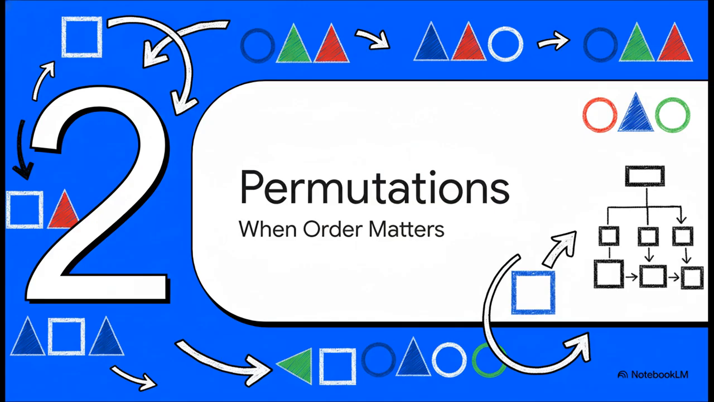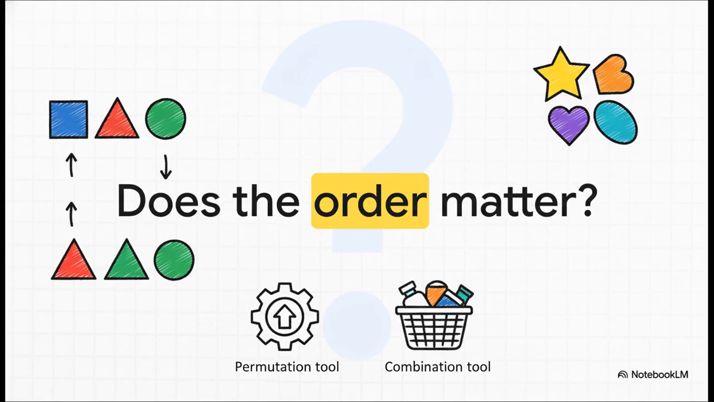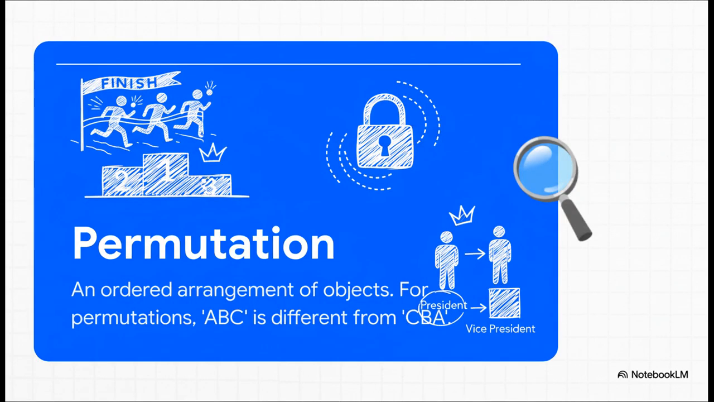All right, you ready to add a layer of complexity? Let's do it. Next up, we have permutations, and this is what we use when the order of our choices is absolutely critical. And this right here is the single most important question you have to ask yourself when you're trying to solve these kinds of problems. Does the order matter? Seriously, your answer to that one question tells you exactly which tool to pull out of the toolkit. So, with a permutation, the arrangement is everything. The sequence is what counts.